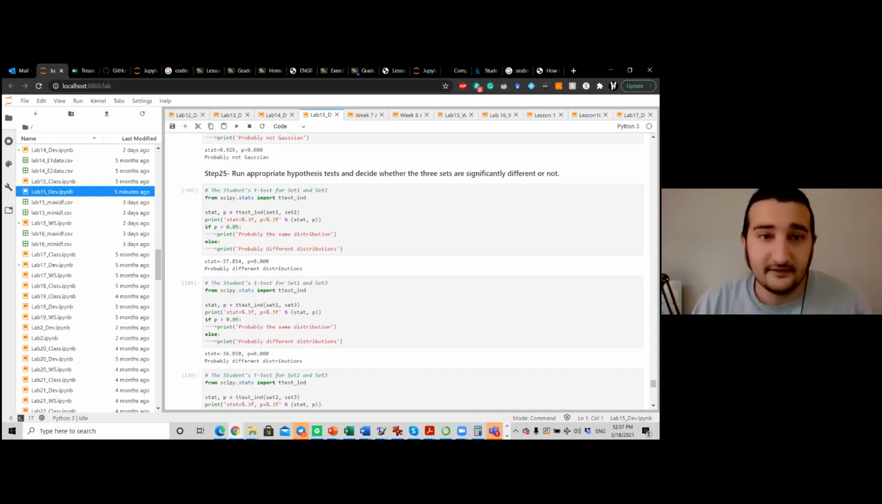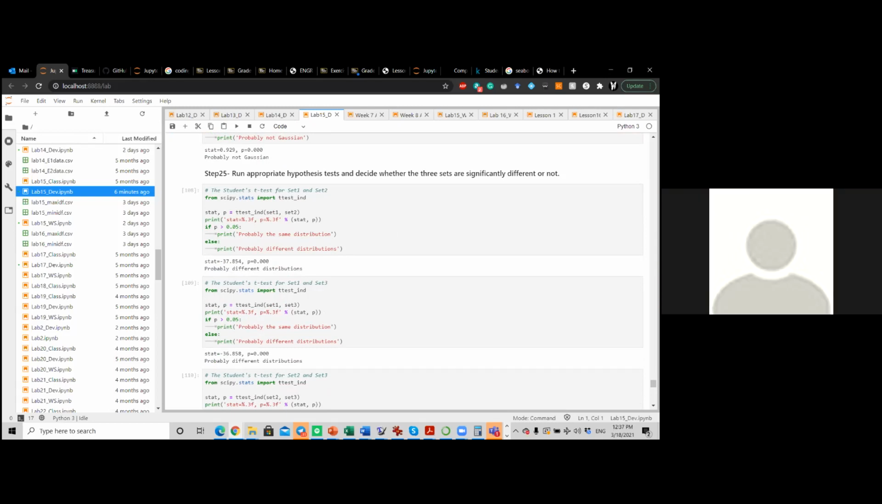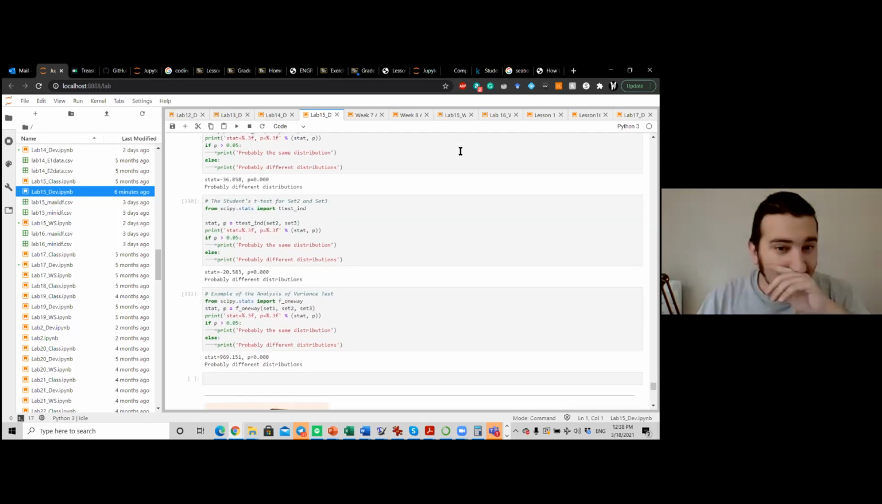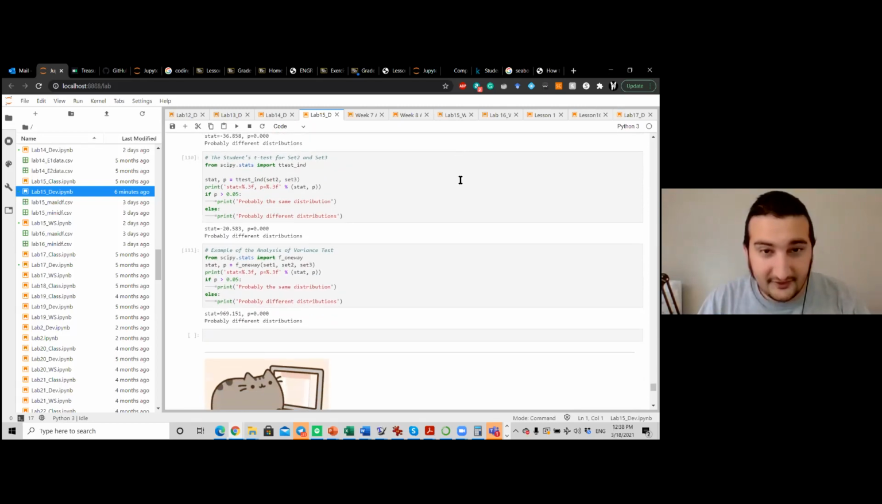Now, step 25, we are going to run appropriate hypothesis tests and decide whether the three sets are significantly different or not. And what do you expect to see? Do you think they are significantly different or not? Yes. They are different, as the brave Brandon said from very early on. So we basically compare all of them together and we realize that they probably belong to different distributions.